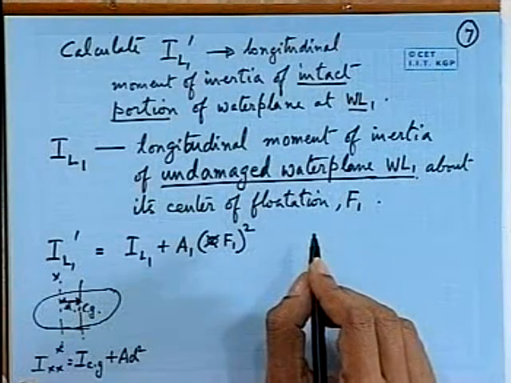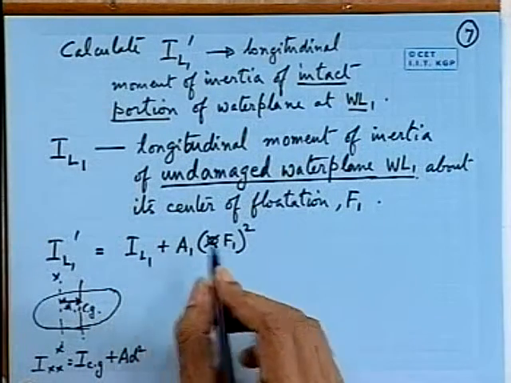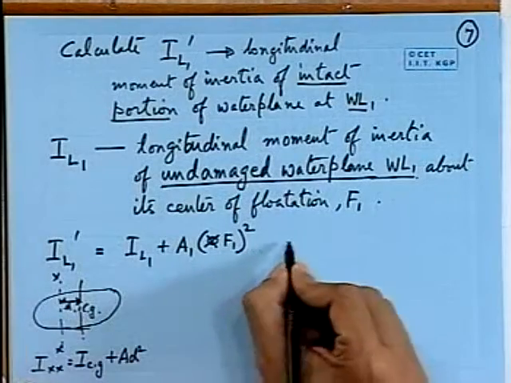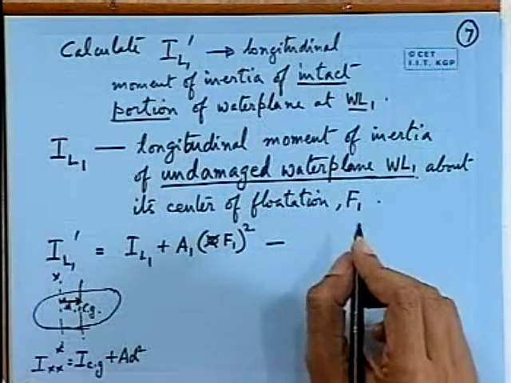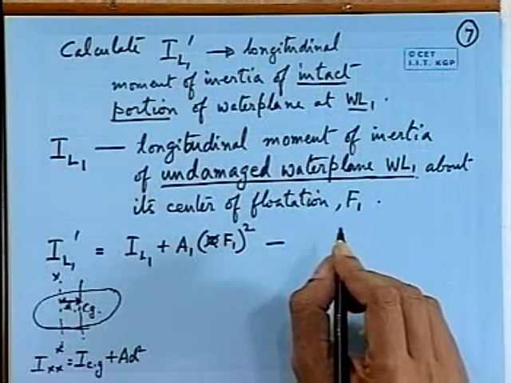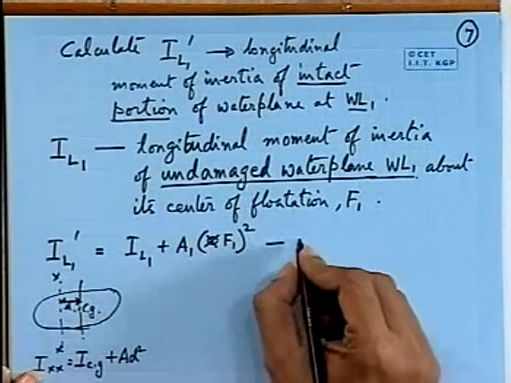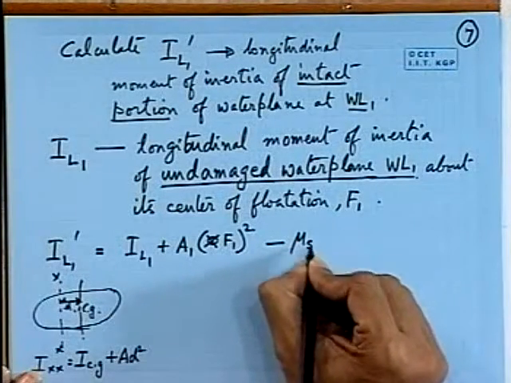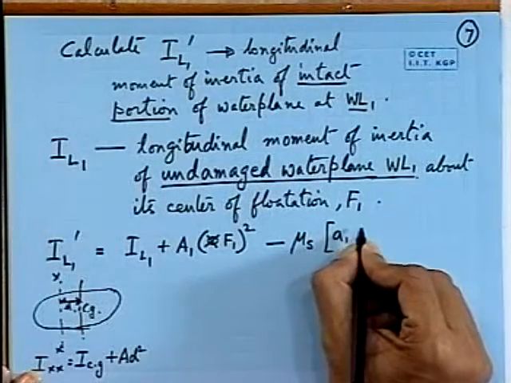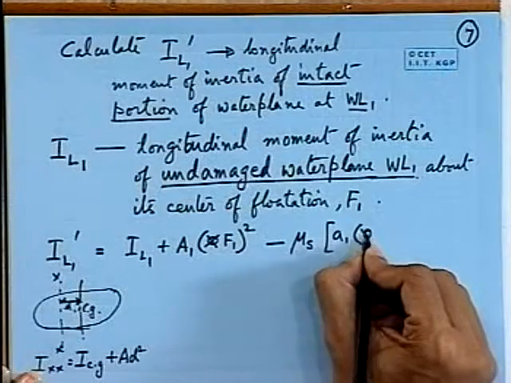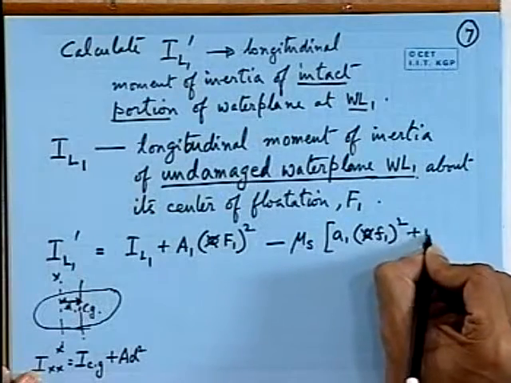So from this equation, now this is your moment of inertia about midship. From here you subtract the contribution of the moment of inertia of the area inside the compartment, or the lost moment of inertia. So you subtract it, multiplied by a1 into the midship-to-f1 distance squared plus IL1.